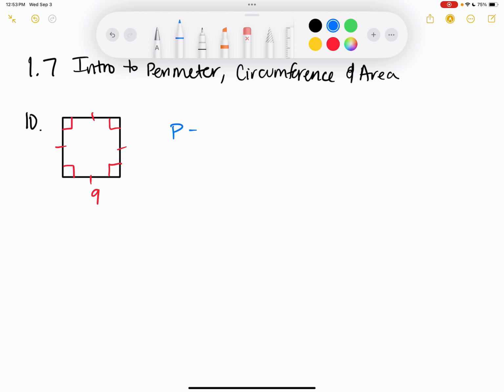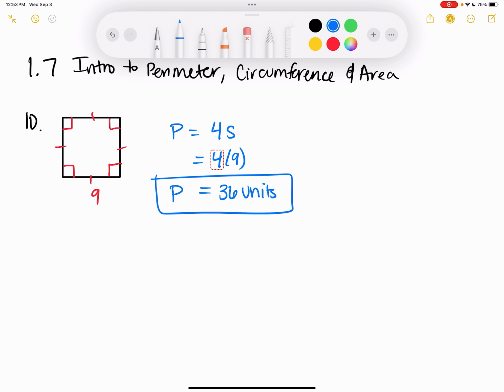And so that's 4 times the side. So that would be 4 times 9. And so my perimeter is what? 36. And then we would write units because they did not give us any units on this one.